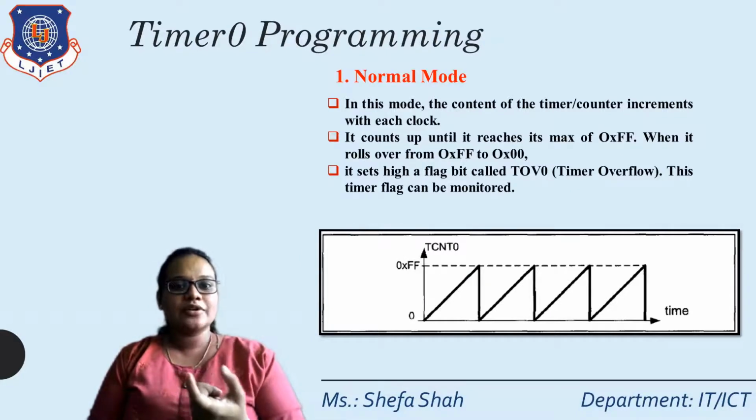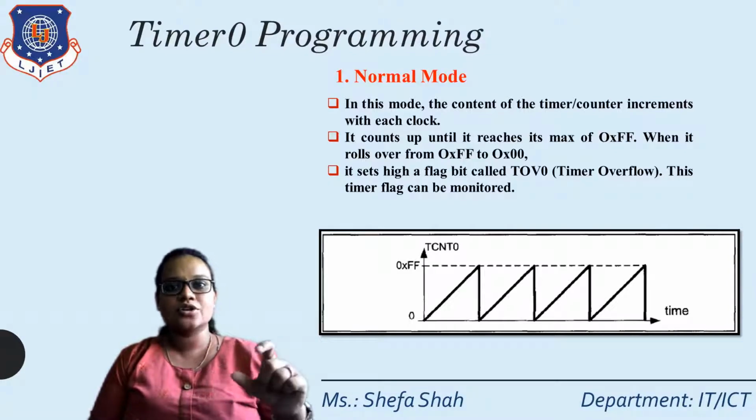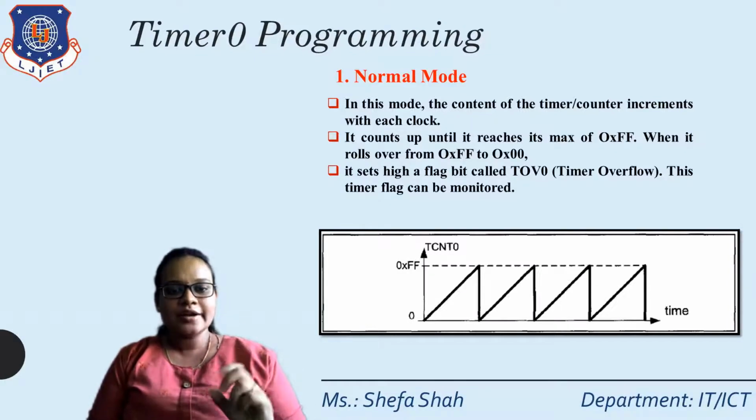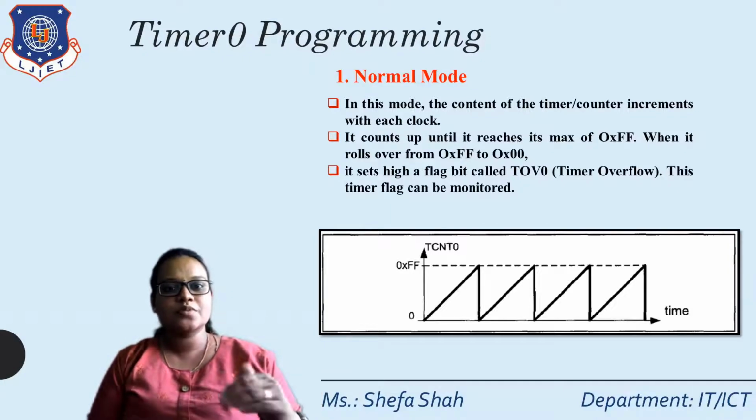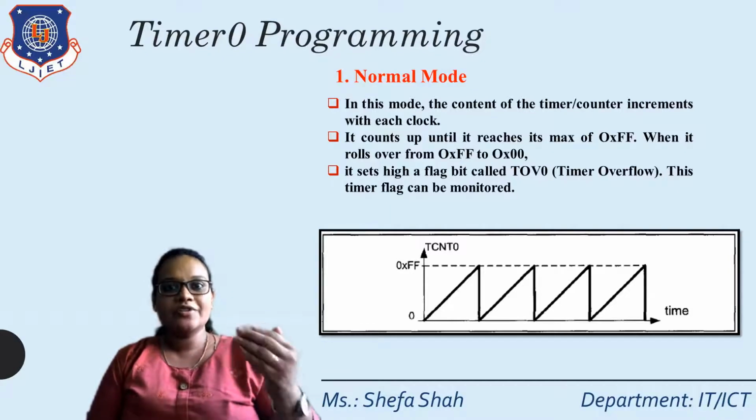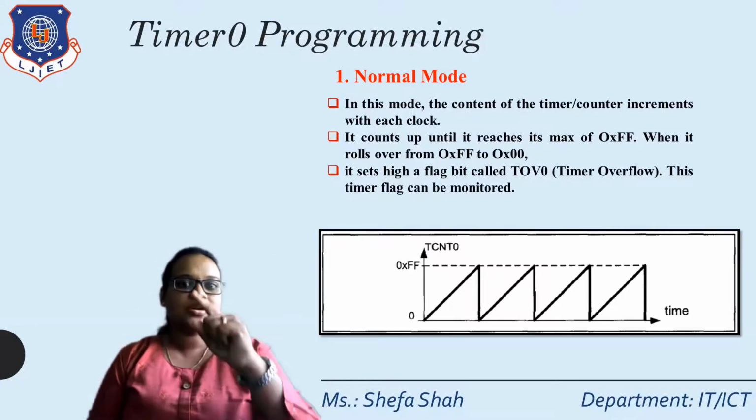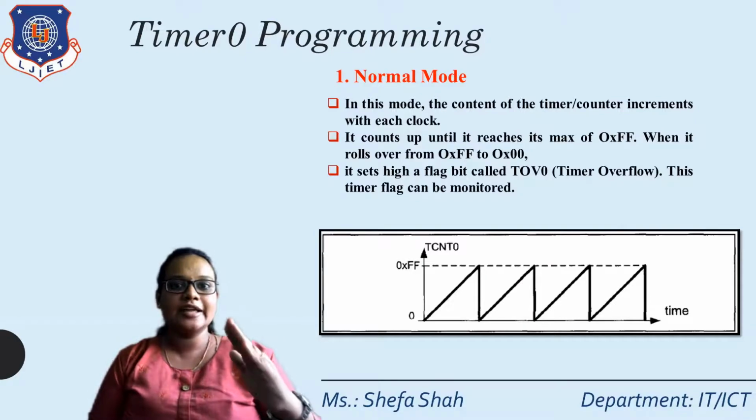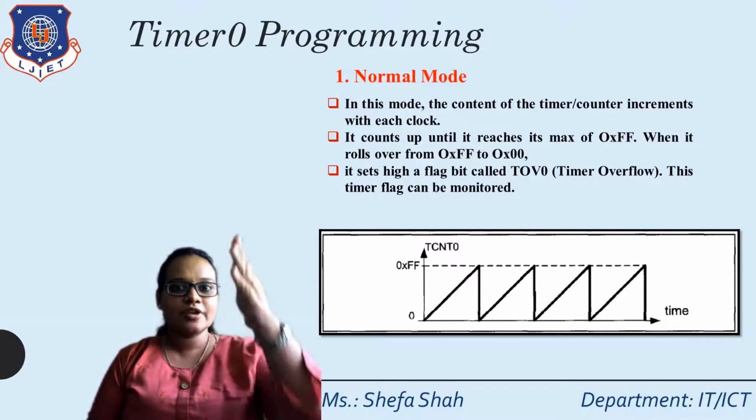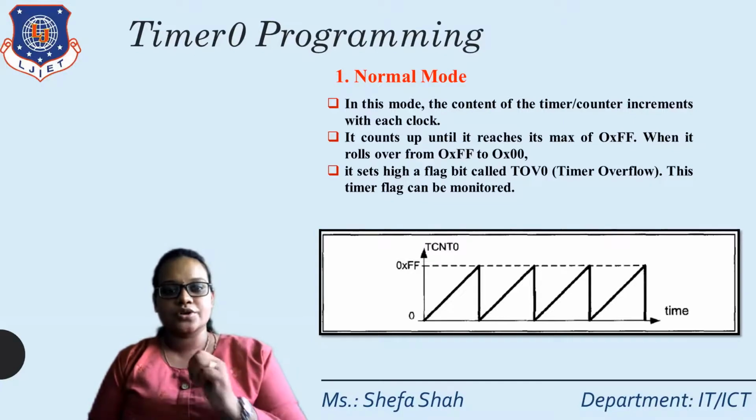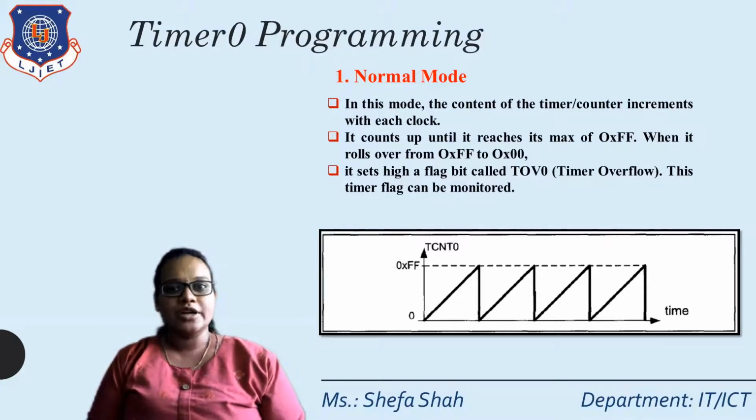As you can see in this normal mode figure, it gives the graph of the TCNT0 register versus time. We get the delay based on how many clock pulses it counts. Here the maximum clock pulse count has been shown, from 0 to FF, and whenever it reaches FF, it drops directly to 00. As you can see, this triangle first increases linearly up to FF, and whenever FF comes, it directly drops to 00 and starts counting up to FF again. Clear? So this is how the normal mode works.